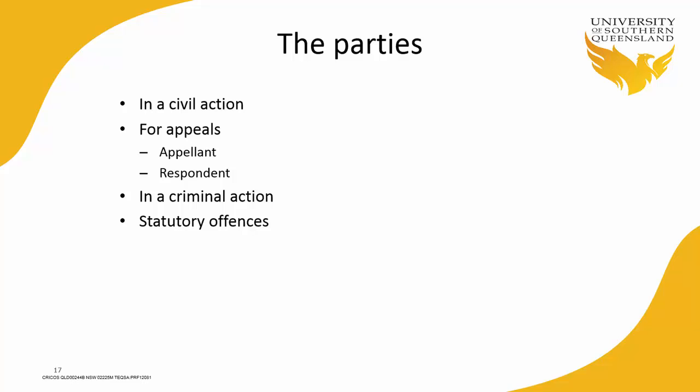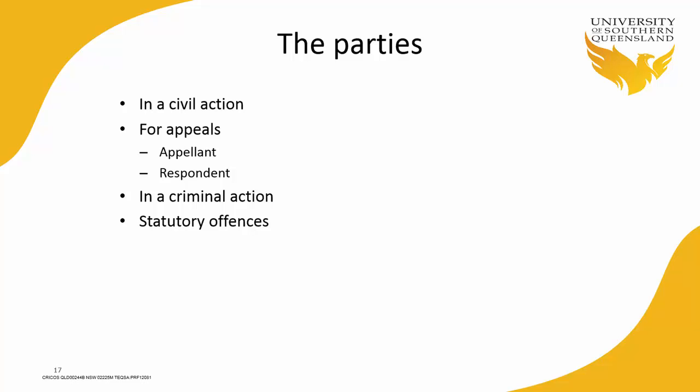So the appellant could be the original plaintiff if they lost in the lower court, or the appellant could be the defendant in the lower court, in the first instance court, if they lost that action. So the appellant could be either the plaintiff or the defendant from the previous lower court action, and they can become the appellant or the respondent depending on who lost.